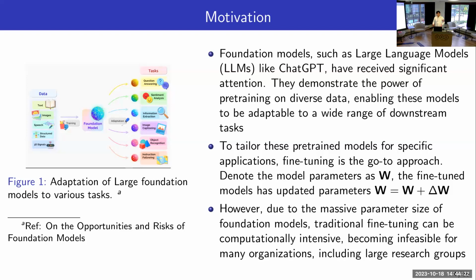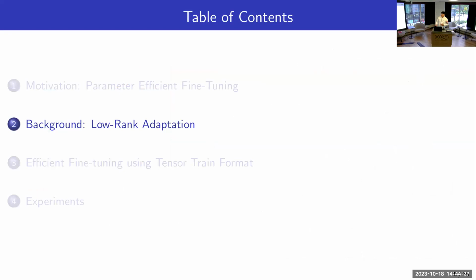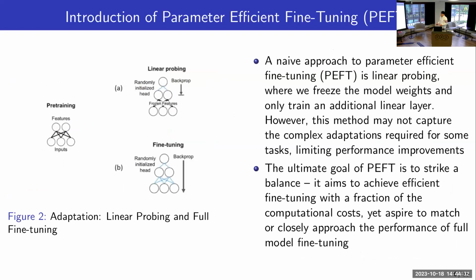So I'm going to introduce low rank adaptation first. On the left figure, the upper one, A, is linear probing. It's the most efficient and naive way to fine tune a pre-trained model.